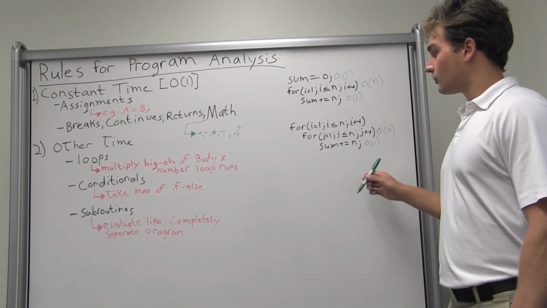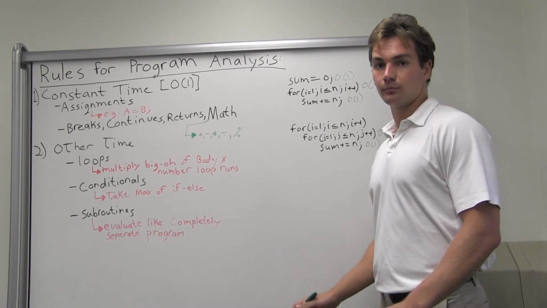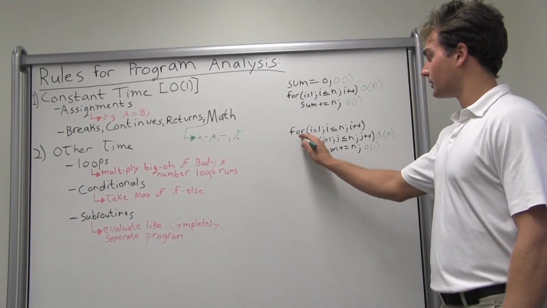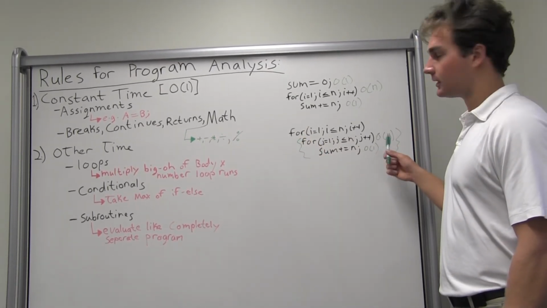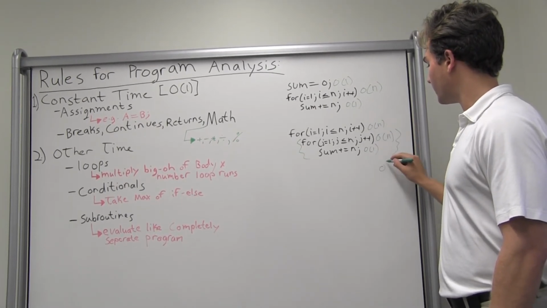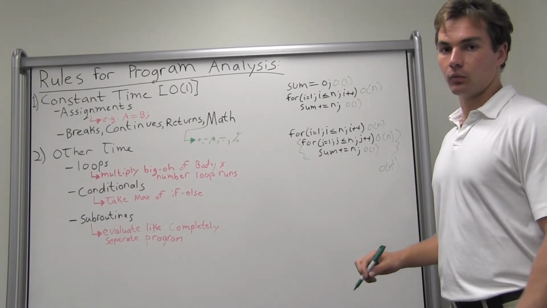So now we look at our rule. Remember, multiply big O of body times number of times the loop runs. Well, for the outer loop, this whole thing is the body. So we're going to multiply big O of n times big O of n, giving us a total of big O of n squared. Now we're going to take a look at what is the conditional.